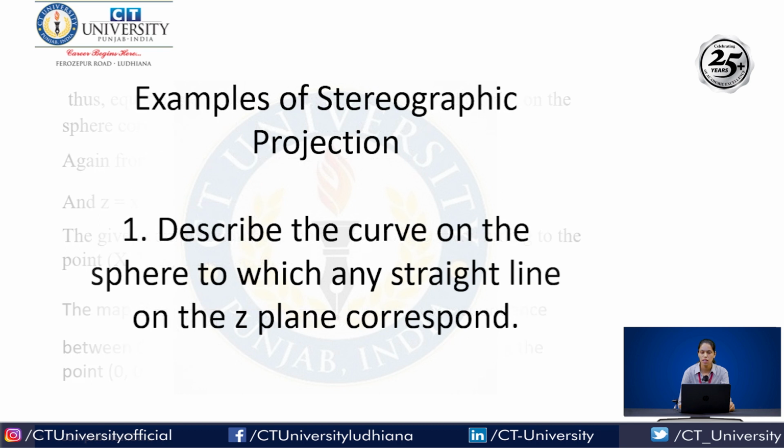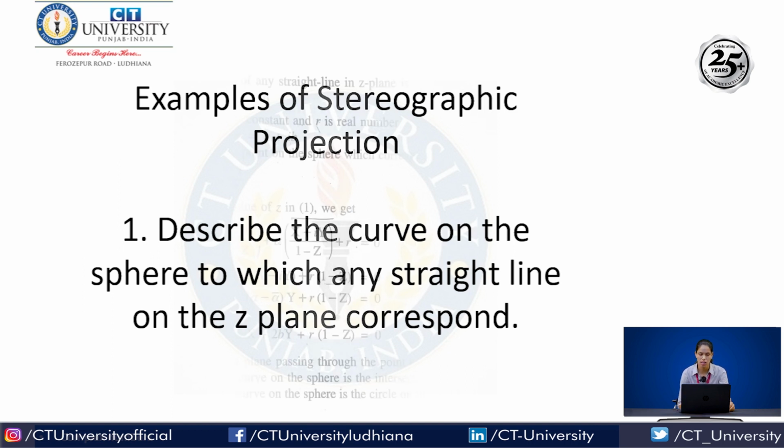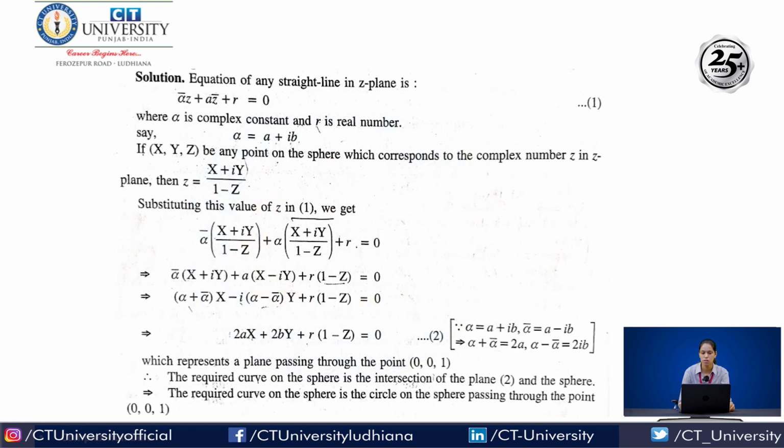Let's take the examples of the stereographic projection. First one is: describe the curve on the sphere to which any straight line on the z plane corresponds. Means we have to correspond a straight line on the z plane to a curve on the sphere. Let's start the solution of this question.